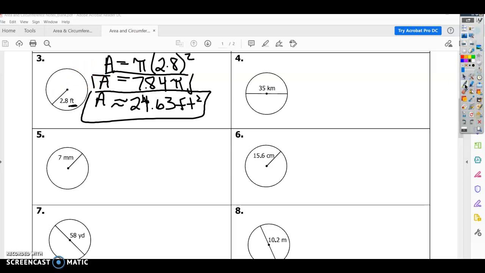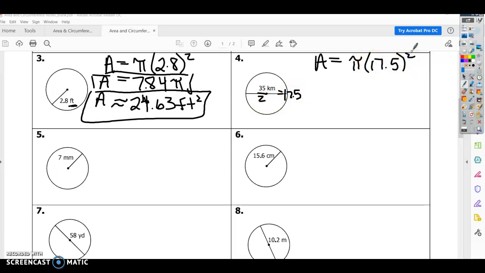All right, number 4, area equals pi r squared. This time I'm given the diameter, so I need to find the radius by halving 35. So if I halve 35, that gives me 17.5. All right, so I'm going to do area equals pi times my radius, 17.5 squared.